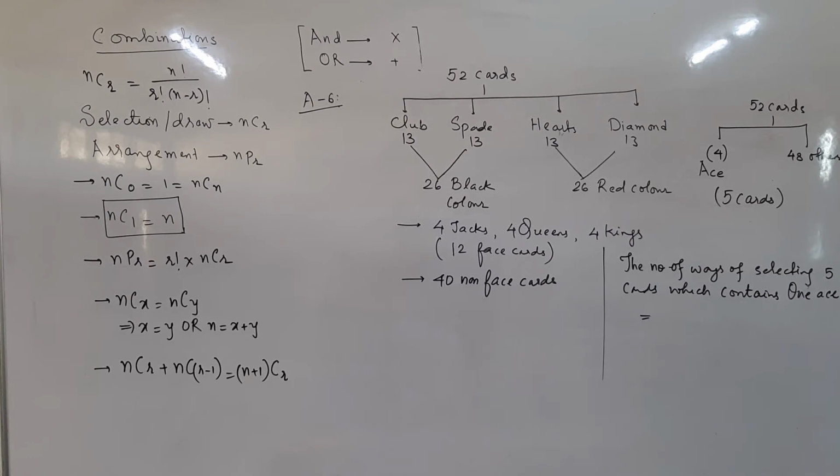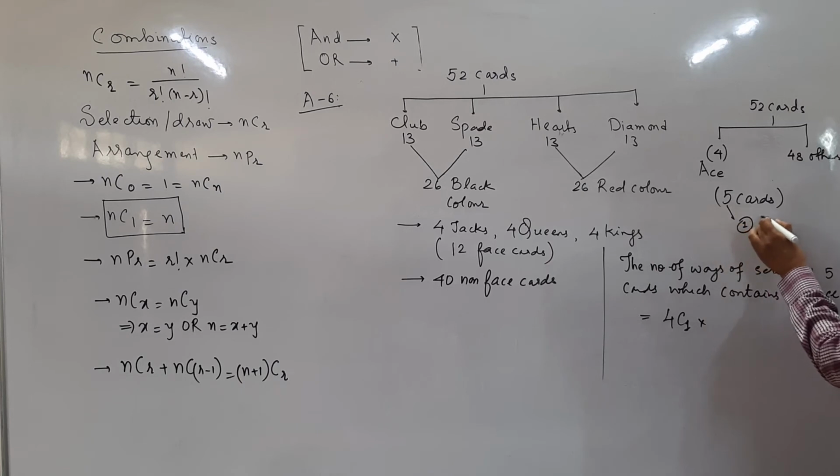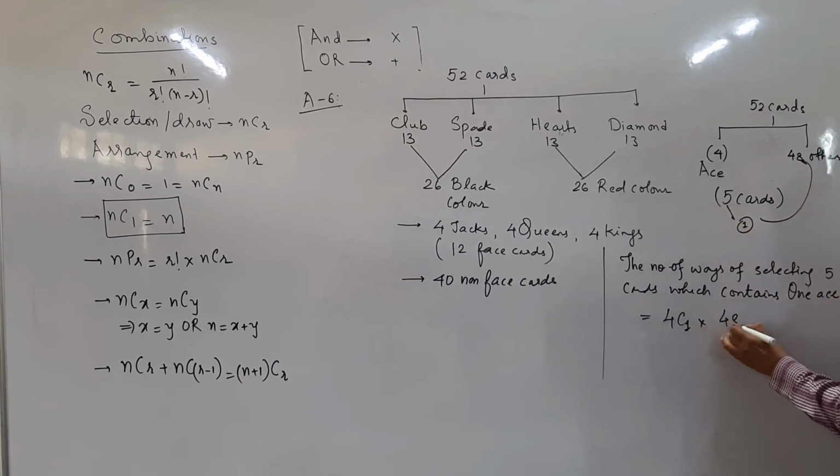This combination must have exactly 1 ace. In how many ways, students, can this be done? From 4 aces I have to select any one, so 4C1. From 5 cards, one card is already selected. Remaining 4 from 48, so 48C4. Because our 5 card selection must have exactly 1 ace, and for the remaining 4 cards we do not have any instruction.